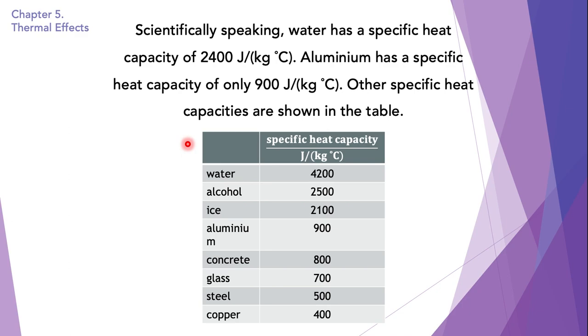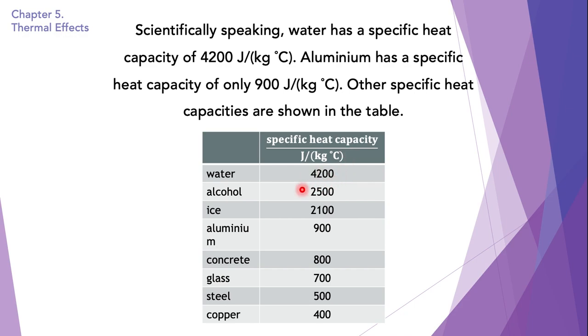Well, here we have some other specific heat capacities as well in this table. Water specific heat capacity is 4200 joules per kilogram degree centigrade. Alcohol has 2500 joules. Ice has 2100 joules. Aluminium is 900 joules. Concrete is 800 joules. Glass is 700 joules. Steel is 500 joules and copper is 400 joules. So copper has the least specific heat capacity in all of these materials. Water has the highest specific heat capacity.